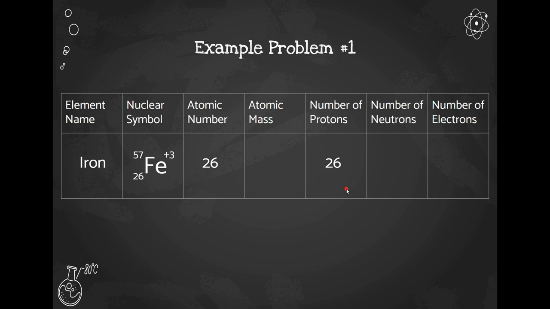Next, let's find our atomic mass. Well, on our nuclear symbol, we know that's the number in the top left. So our atomic mass is simply 57.